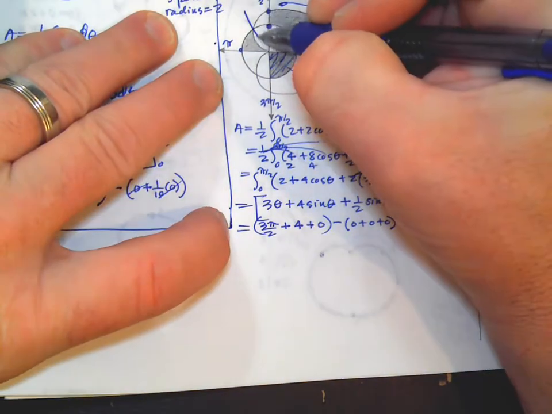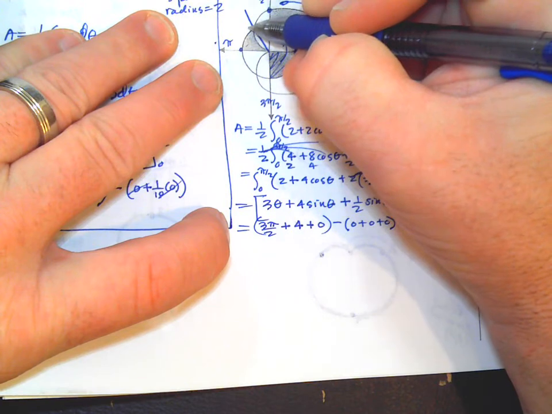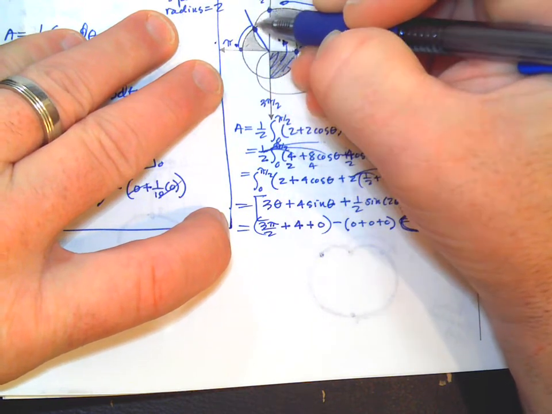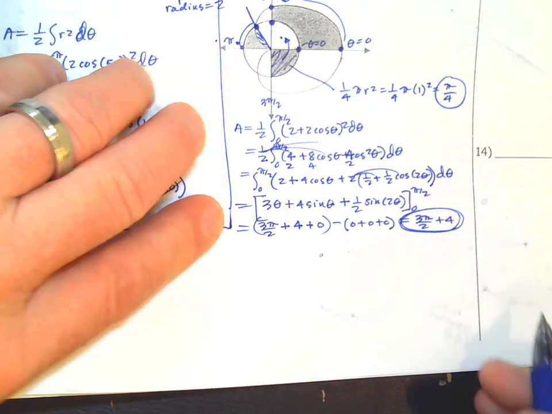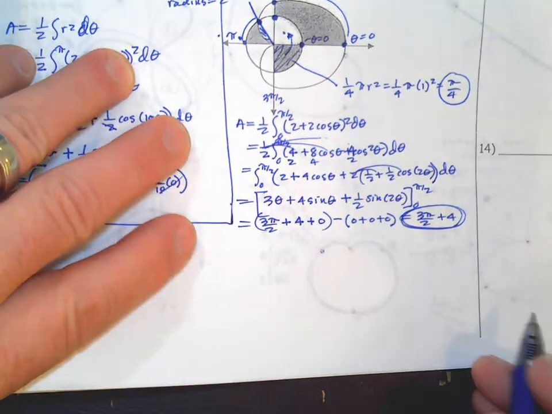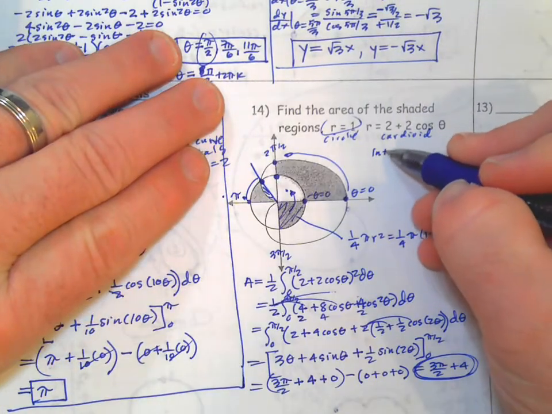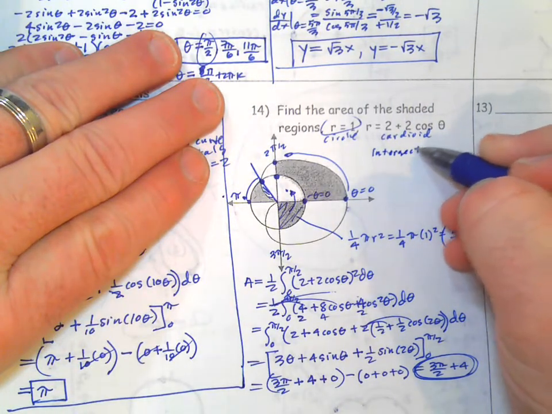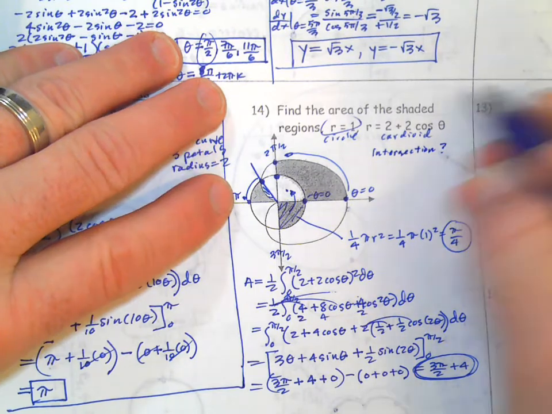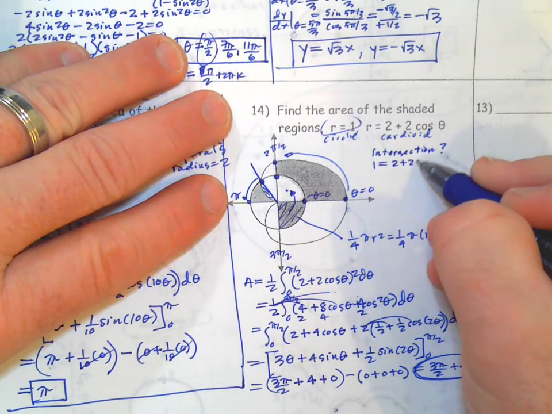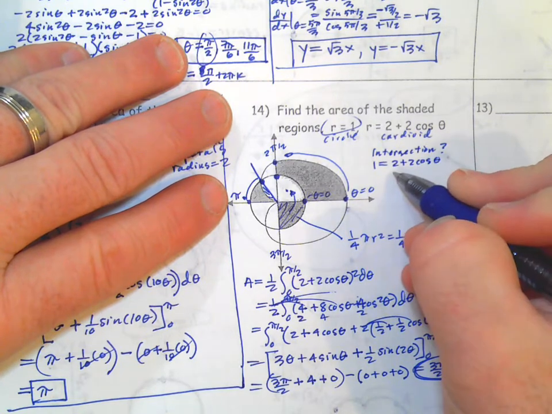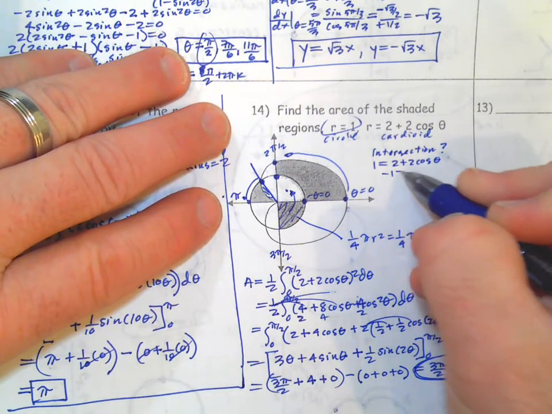Now we've got to find this one. We've got to find the intersection here, integrate from here to here, do the outer one, and then subtract this inner one. So we've got to find the intersection between the two curves. So I'm going to write that up here, intersection. And you would set the radius of one equal to the other. And then you would solve.